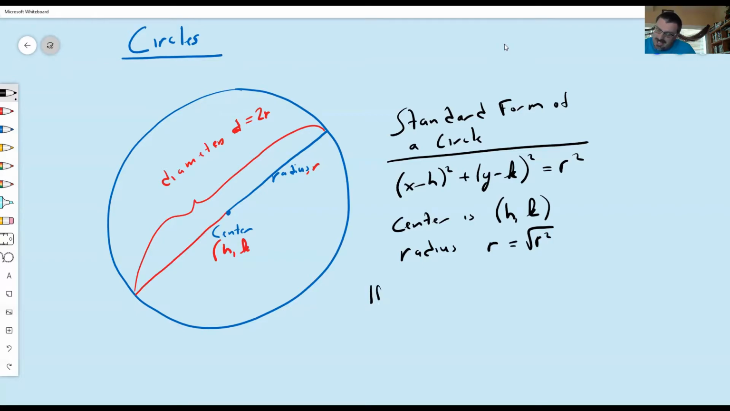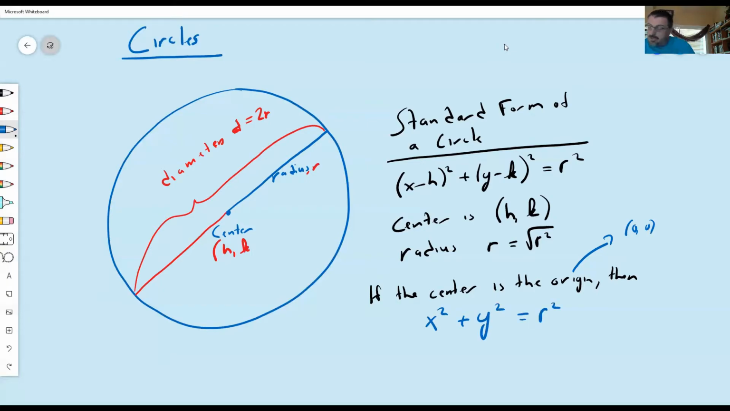Let's make a special note. If the center is the origin, then, right, origin means it's the point (0, 0). That means h and k are both 0 here and here. So the equation becomes x squared plus y squared equals r squared. All right.